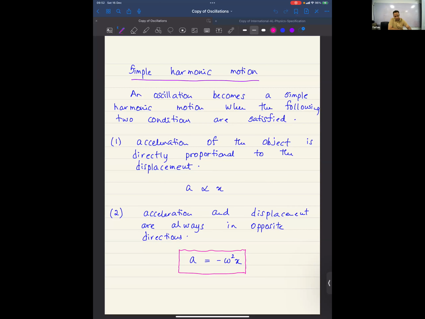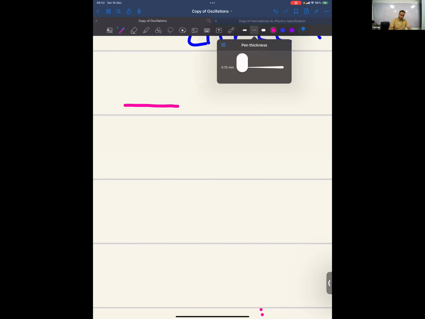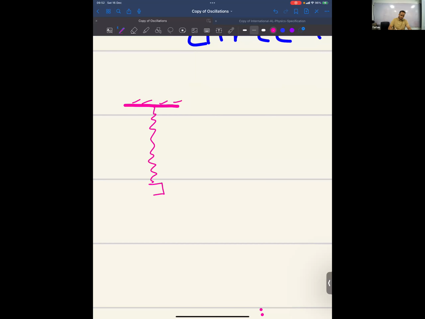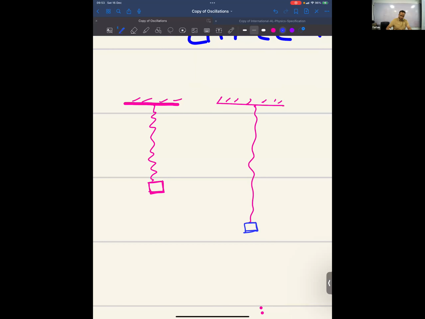I'll explain this with an example. Let's say you have this spring, with an object attached to it. This is the position of the spring. Then you pull it down and release it, and it starts oscillating. So how does it move? Let's say the object is here. It keeps moving up and down.